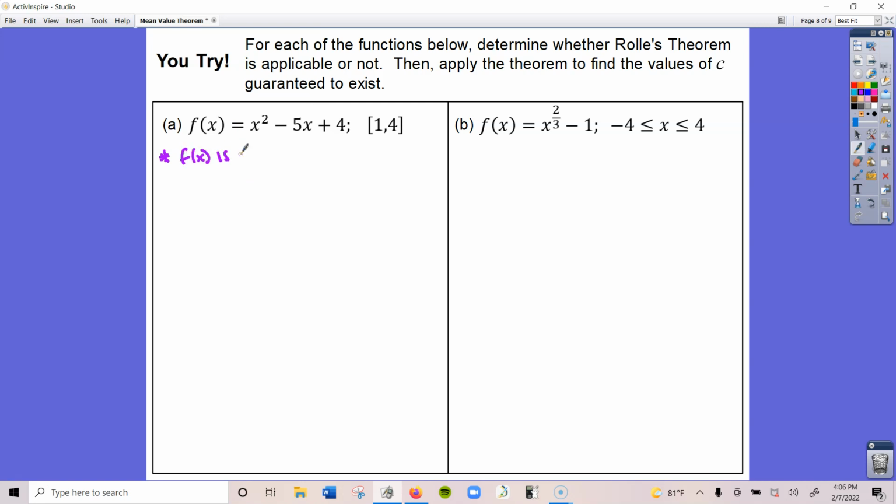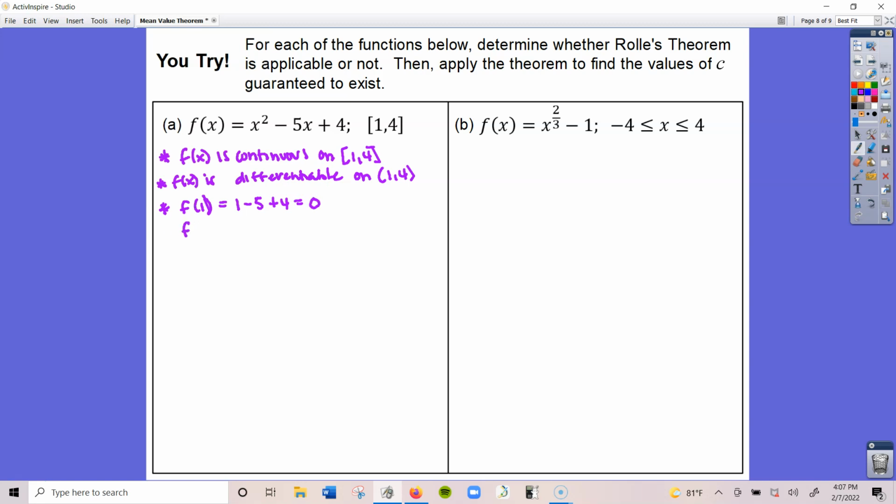So f of x is continuous on the closed interval 1 to 4, as well as differentiable on the open interval 1 to 4. Next, my third and final condition is that f of a is equal to f of b. So we're going to find f of 1. Plugging in 1, we get 1 squared minus 5 times 1, which is 5, plus 4. 1 minus 5 is negative 4, plus 4 is 0.